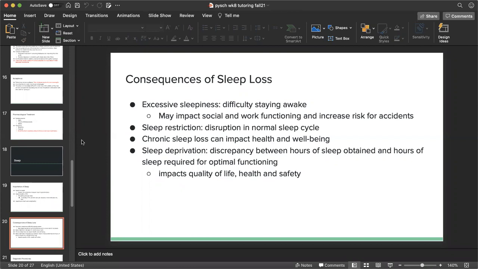Chronic sleep loss can impact health and well-being. And then sleep deprivation, a discrepancy between hours of sleep obtained and hours of sleep required for optimal functioning. It impacts the quality of life, health, and safety. So we want to make sure that we're emphasizing to patients that they're getting enough sleep daily, because it really does impact your quality of living and how you function day to day.